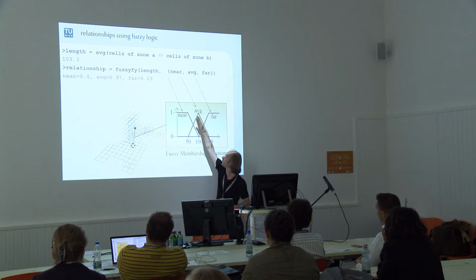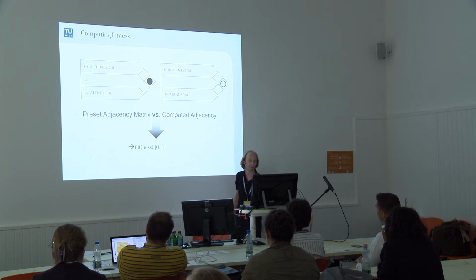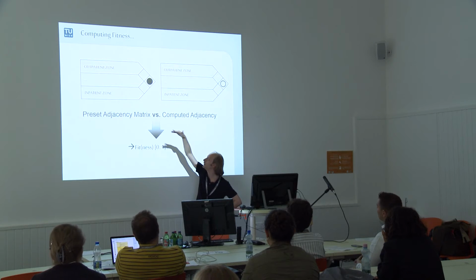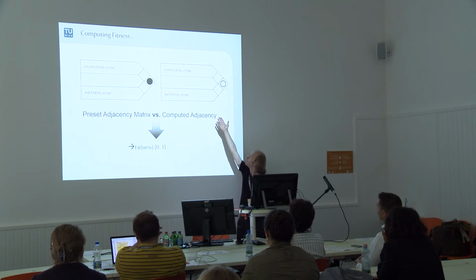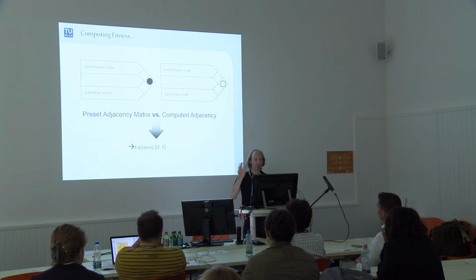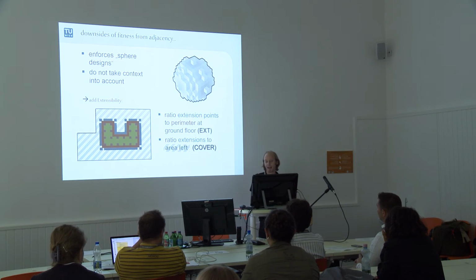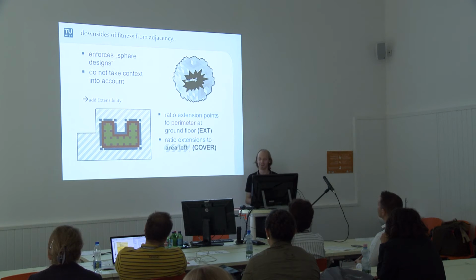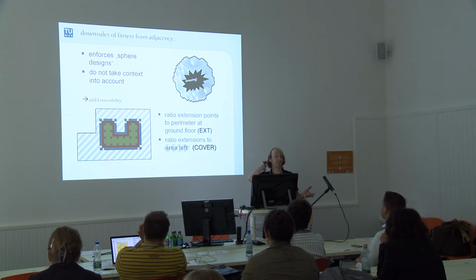I can get to one of those three terms, and this can then be compared to some preset. Like here I got a preset: the outpatient zone should be near to the inpatient zone, but I calculate it's only medium, so I can attribute a fitness. So what can we do with that? Well, this fitness criterion really enforces spheric designs, and this is not so amazing after all. And it does not take the context into account.